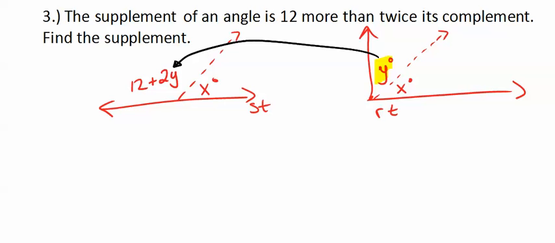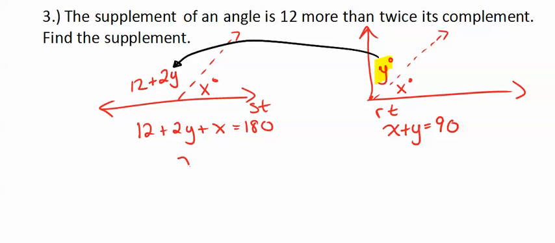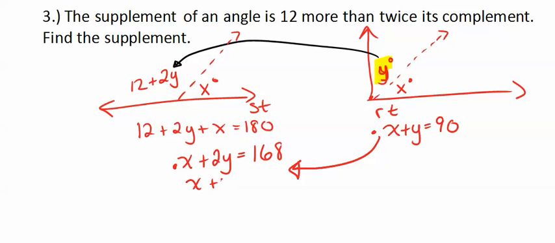Now, from here we can do a few different things. We can state that 12 plus 2y plus x equals 180 degrees, since it's a straight angle. We can also say that x plus y equals 90 degrees. We can go ahead and simplify and rearrange some of these statements. And if you notice, we now have two equations with two variables. Therefore, we can use substitution or elimination to solve the system.